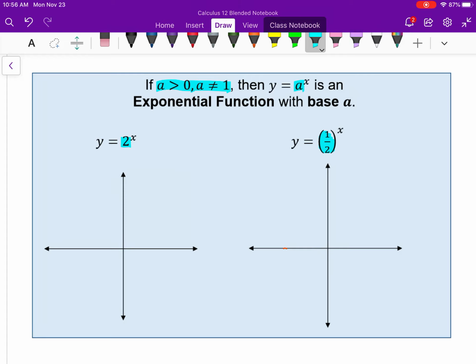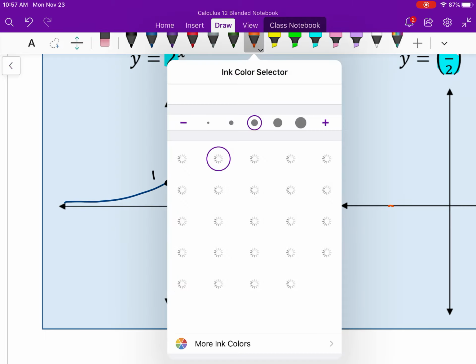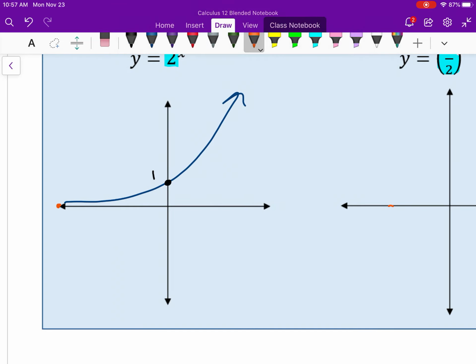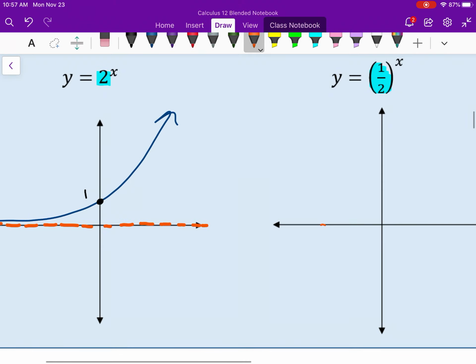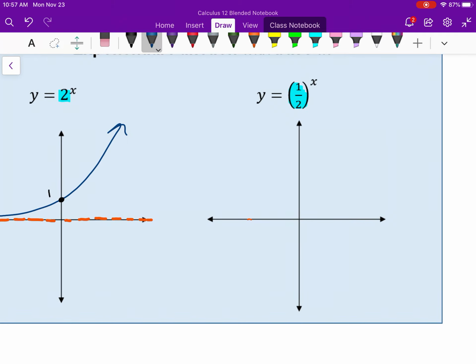So if you have a base that's more than 1, it's an example of exponential growth. And it looks something like this. Crosses the y-intercept at 1, has a horizontal asymptote on the x-axis. And again, that's what exponential growth looks like. And if you have a base between 0 and 1, it's exponential decay. Still has a horizontal asymptote on the x-axis. Still has a y-intercept of 1. It's just going the other way.